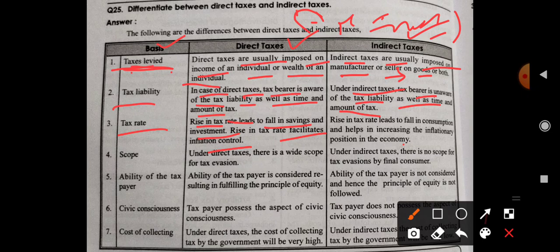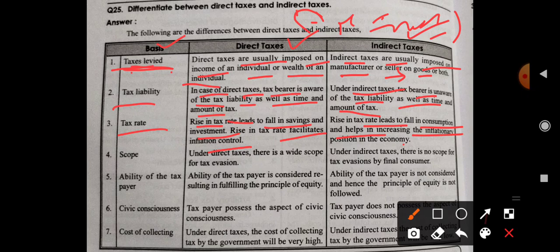Whereas in case of indirect taxes, rise in tax rate leads to fall in consumption and helps in controlling the inflationary position in the economy. So these are regressive in nature and direct taxes are progressive in nature. You can write one more point also. In case of indirect taxes, if you increase the tax rate, what happens? Automatically the price of the goods will increase and consumption will become less.